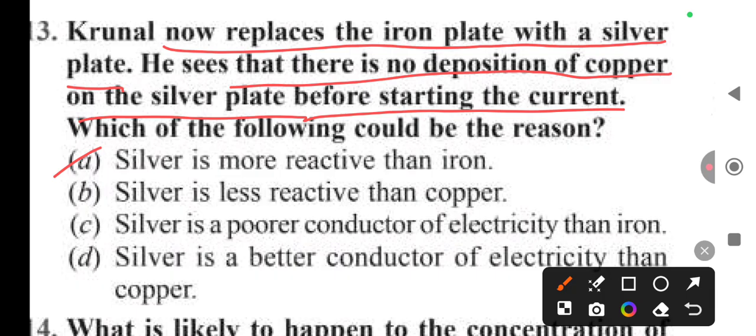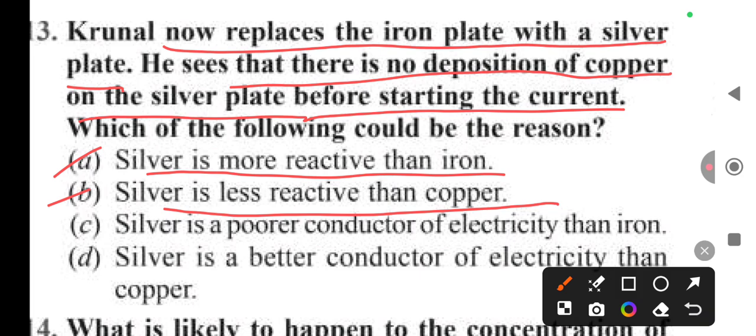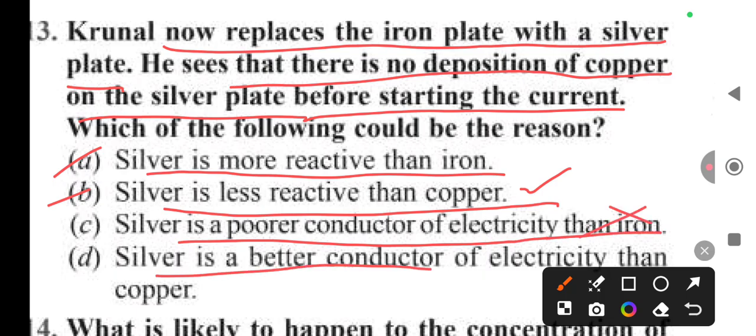Option A: silver is more reactive than iron. It is wrong. Silver is not more reactive than iron; iron is more reactive as compared to silver. Next: silver is less reactive than copper. Definitely, this we have already done. Copper is more reactive. Silver is a poorer conductor than iron. It is also a wrong option. Silver is a better conductor of electricity than copper. It is also a wrong option.